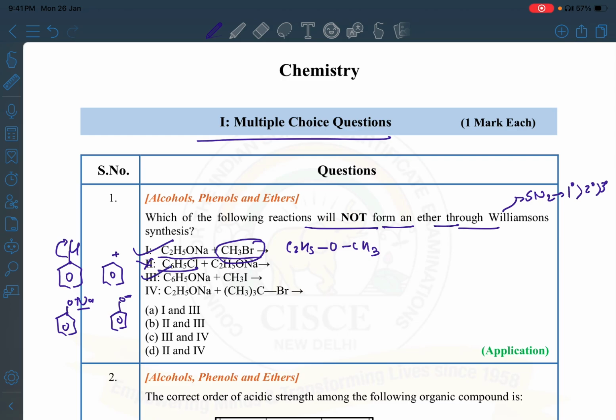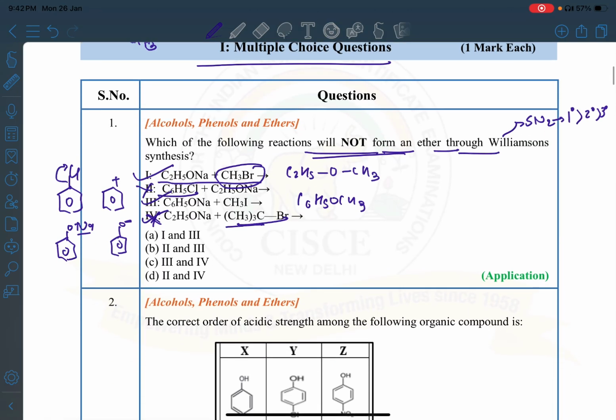And the last one here is a 3 degree. Whenever we have CH3C(CH3)CH3 with the Br, bromine, we form a 3 degree carbocation, which is the least reactive towards this reaction. So first and third give us product from the Williamson synthesis, whereas the second and fourth will not. And the question is which will not. So our correct answer is second and fourth, that means option number D.